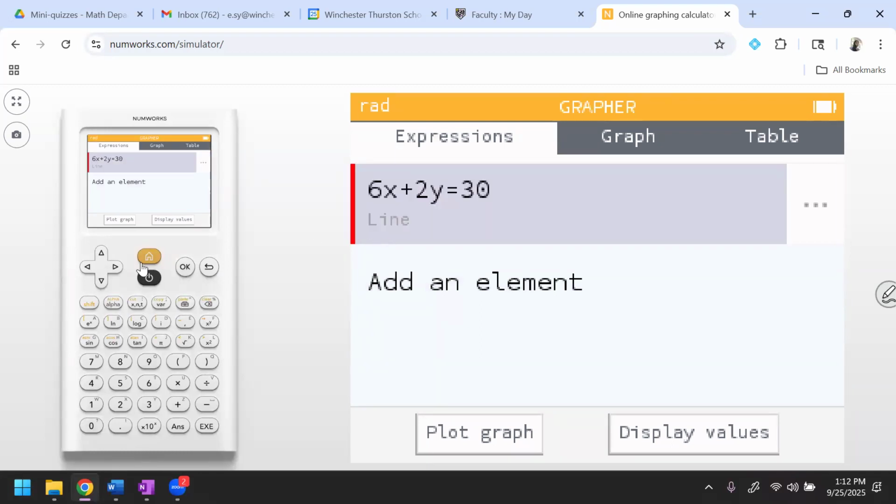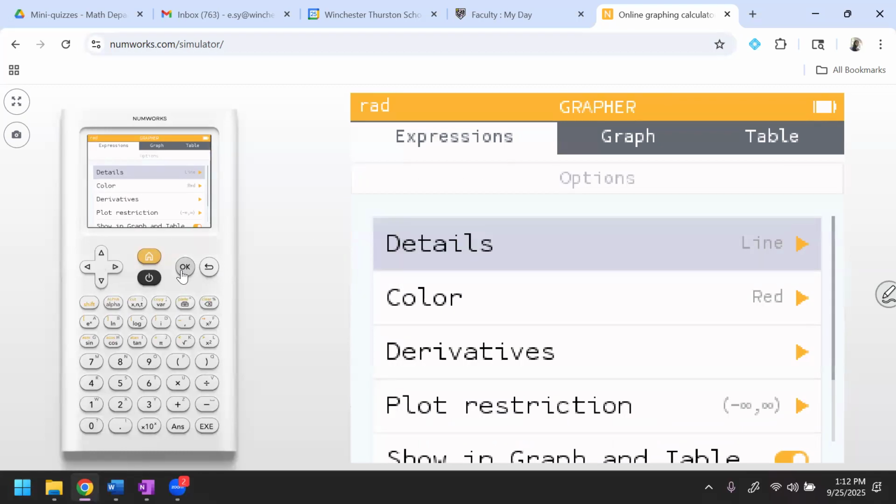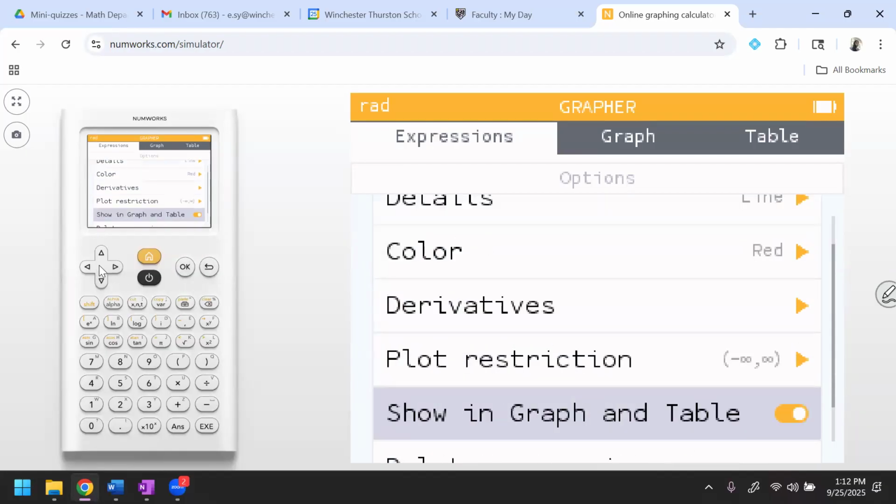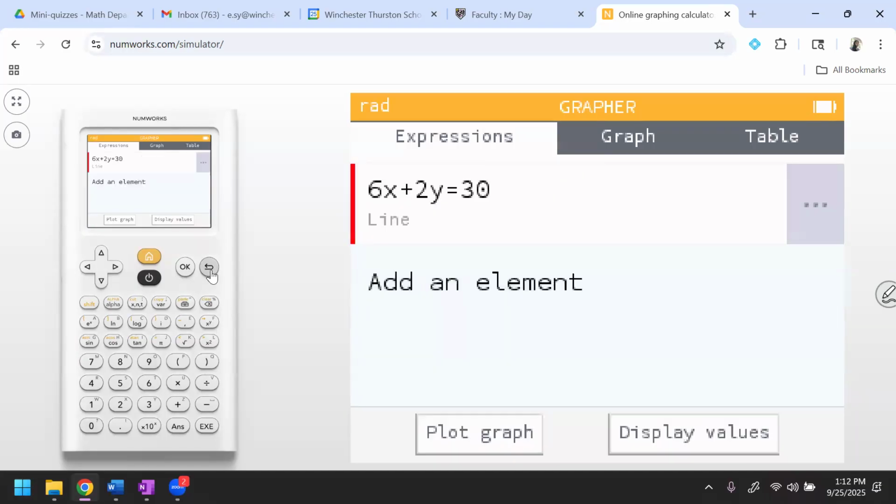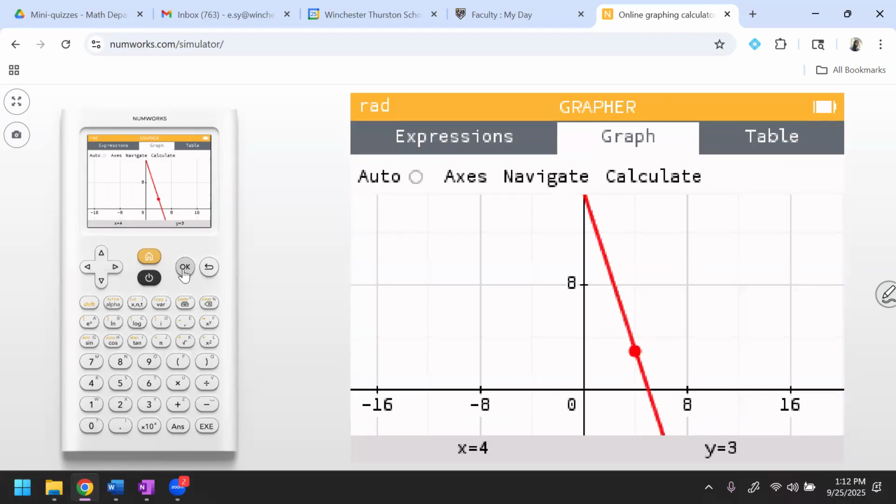And look, it can already tell that it'll be a line, right? I can ask it for information. I can ask it to do calculus on there, but I don't really need to do that. I'm just going to go up to my graph and hit OK, and there it is.